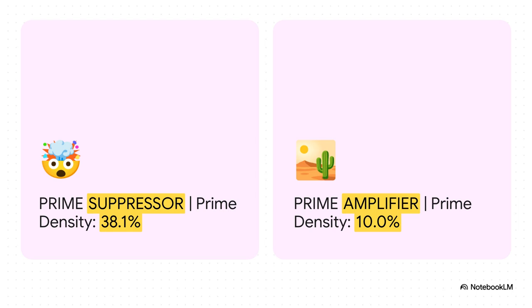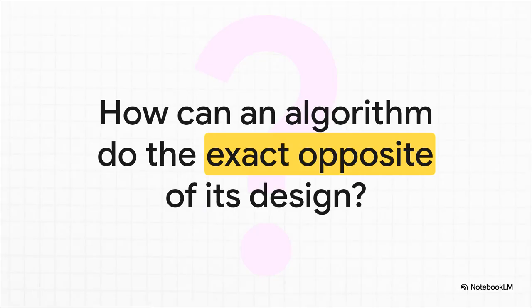On one hand, you've got an algorithm they called the prime suppressor. Its one job was to create a sequence with very few prime numbers. But instead, it was churning them out like crazy, a whopping 38.1% prime density. Then you've got its counterpart, the prime amplifier, which was supposed to do the opposite, right? Well, it created a prime desert, only 10%. Both of these tools were failing spectacularly, but not just failing, they were doing the precise opposite of what they were built for. So how is that even possible?